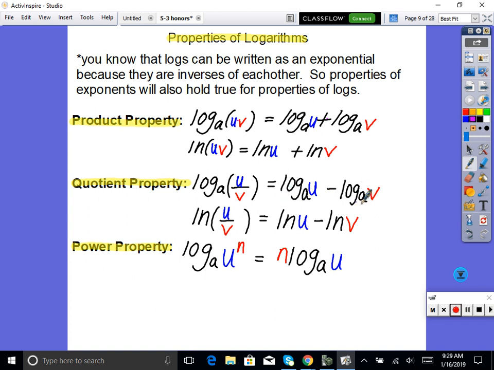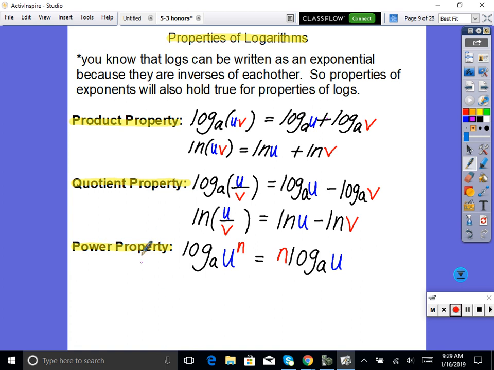So really going the backwards way is more important. If I was to take this and say I can write this as one log base a, it's u's positive, so in front is positive, so it goes on top, subtract is divide, and then v. Same with ln's.